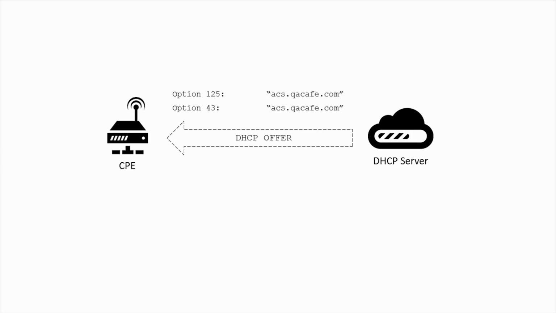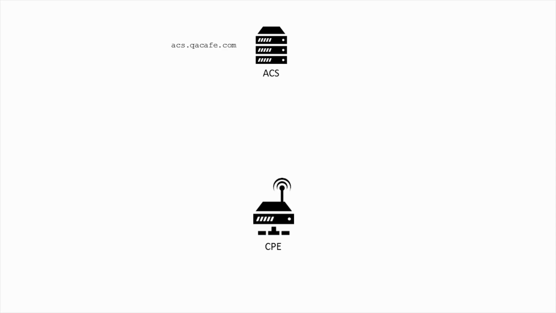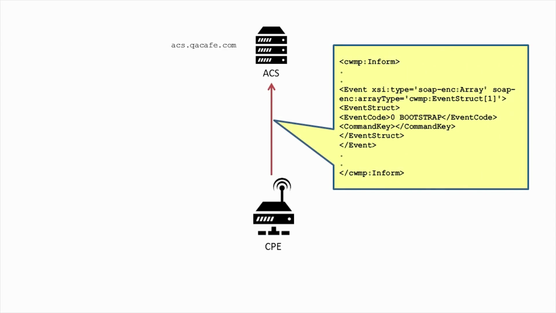If the server sends both, the CPE must use the URL specified in the option it requested. If it didn't request a specific option, it must use the URL given in option 43. Typically, a CPE armed with its new ACS URL starts a CWP session with the new ACS, sending an inform with the bootstrap event. This triggers the ACS to recognize the new CPE and begin initial configuration.